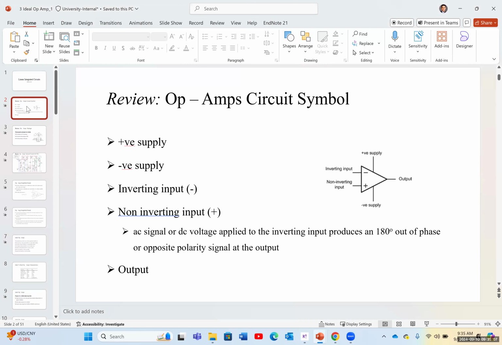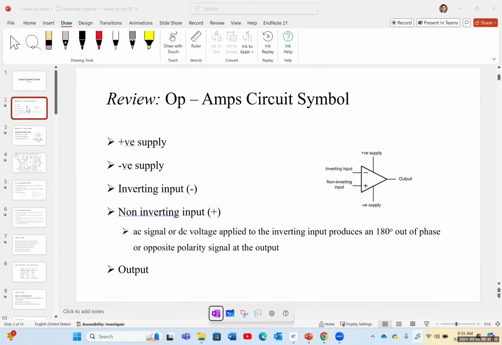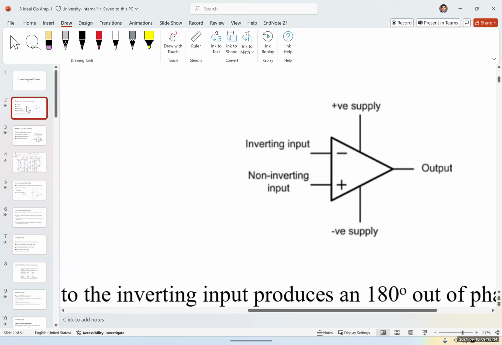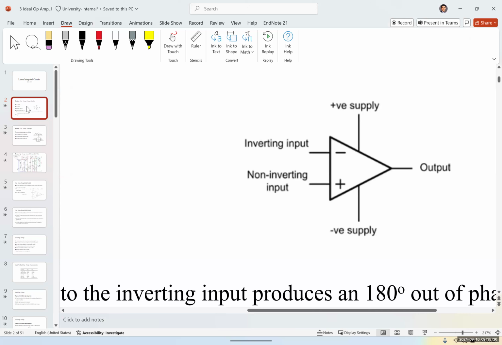So we previously learned for an op amp, we usually have 5 terminals. We have the inverting input, we have the non-inverting input, we have the power supplies, positive power supply and negative power supply, and we have 1 output. So 2 signal inputs, the inverting and the non-inverting, positive and negative power supply, and the output.